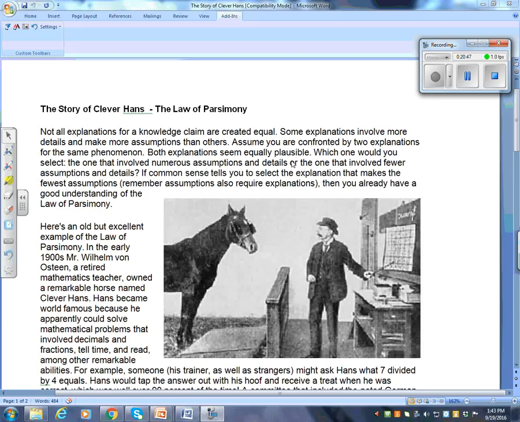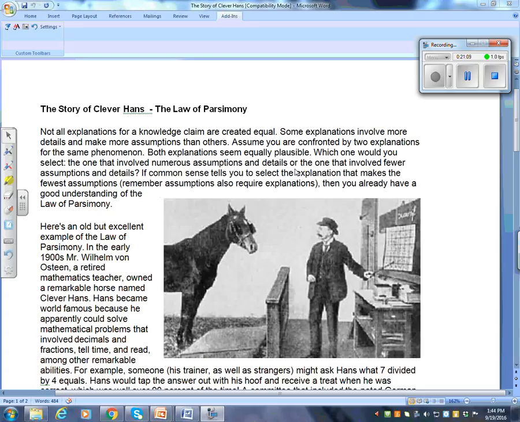Possible or likely or makes sense, I guess you could say. Which one would you select? The one that involved numerous assumptions and details or the one that involved fewer assumptions and details? Usually, people would pick the fewer, the simplest, right? Usually, simpler is best.